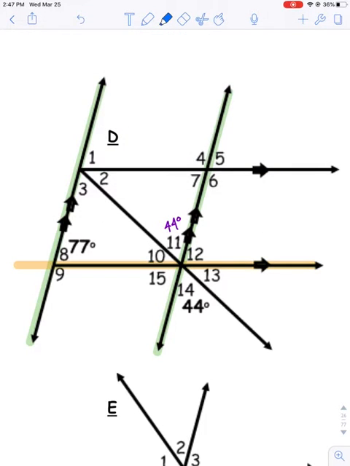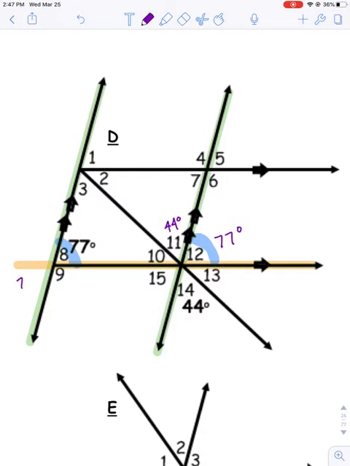So from that, I can see that angle 8 and angle 12 are corresponding. They're both in the upper right-hand corner on those transversals. So that tells me that I can copy the 77 degrees to angle 12 because they're corresponding angles. On the top cluster and the bottom cluster, they are the same.